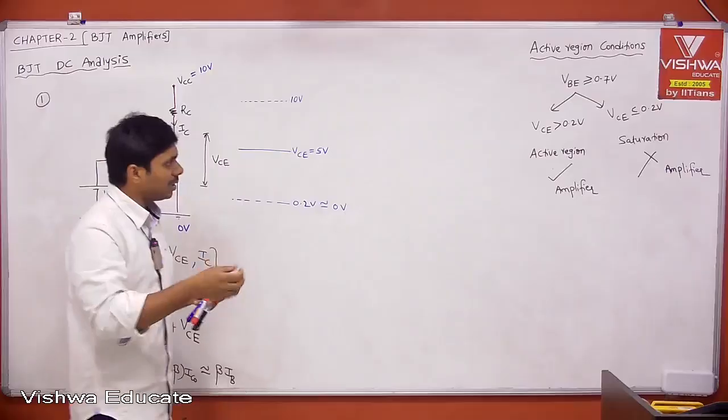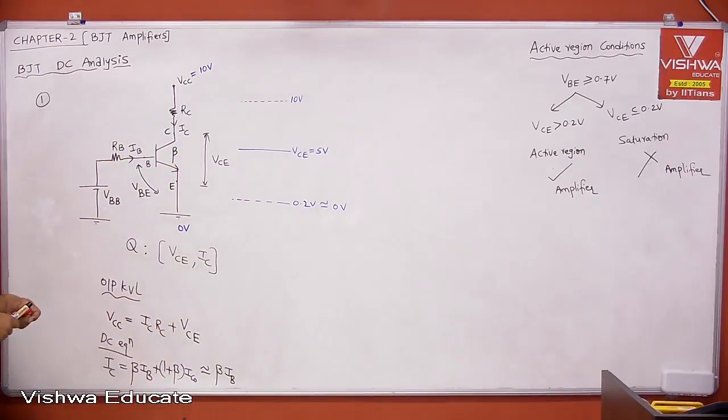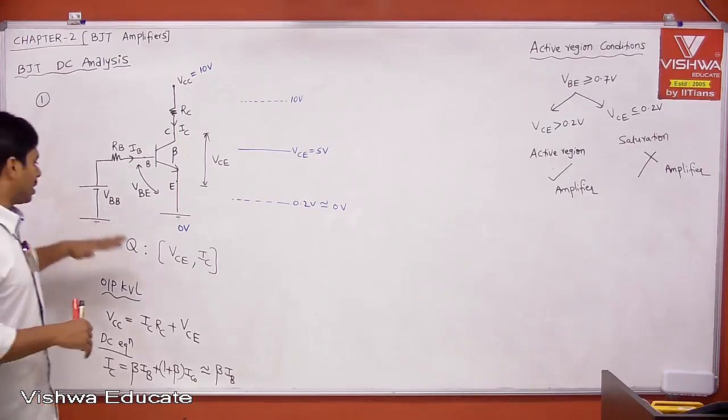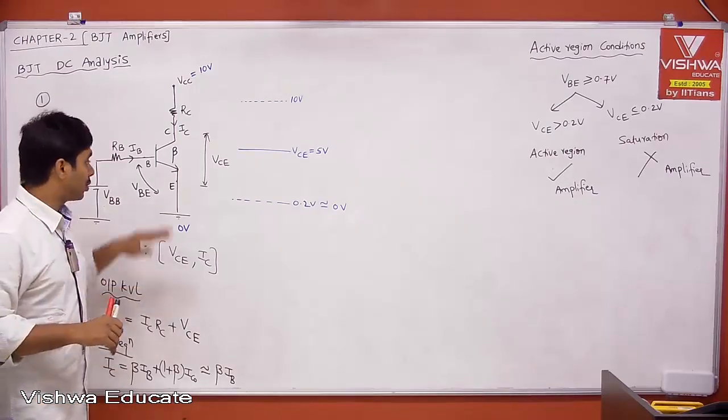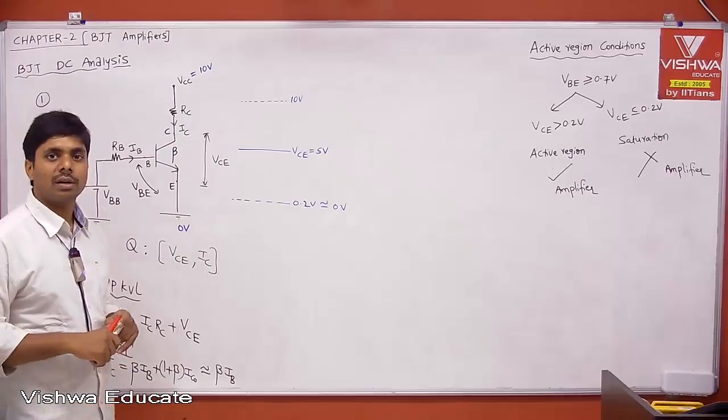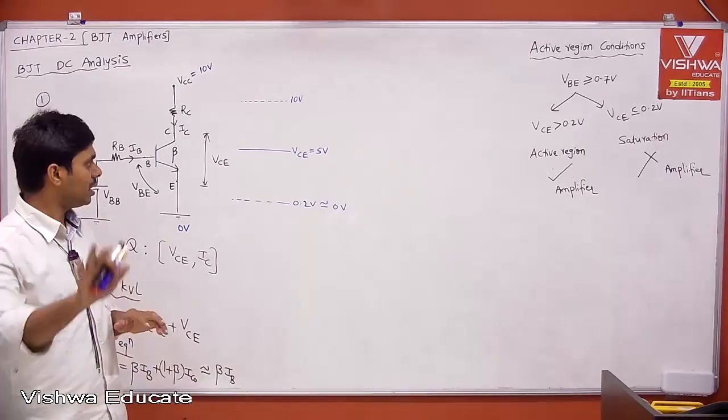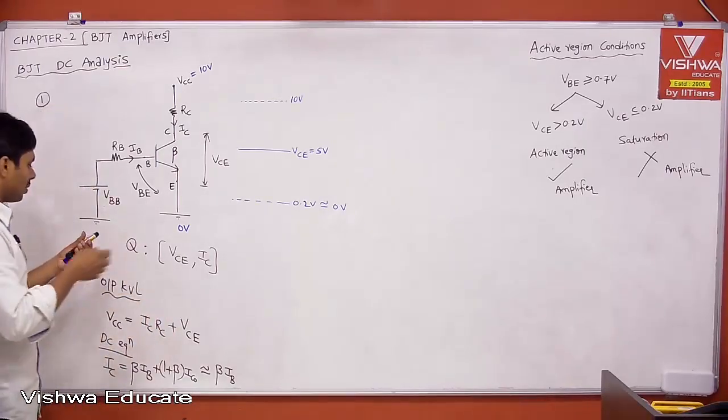Now I'll explain a little bit about this. I think everybody understood the meaning of the active region, that we are able to keep the transistor in the active region. Then what is the meaning of stability? That part I'll explain. If the Q point is not stable, what will happen? Let's see that part. Just listen.